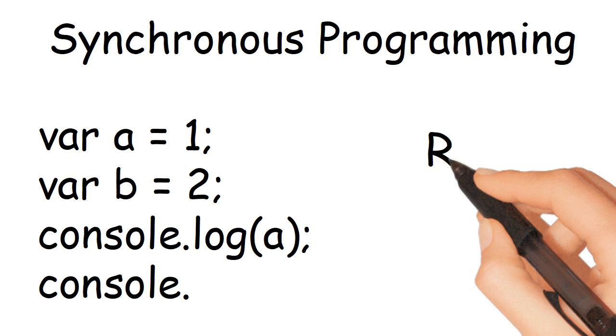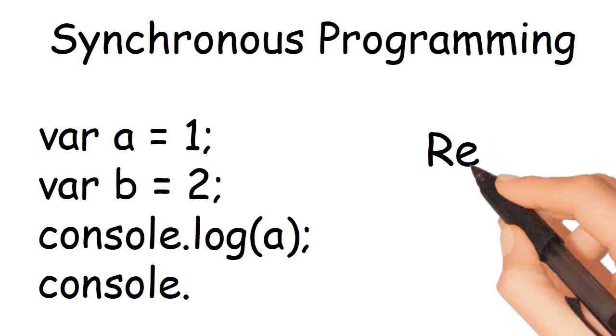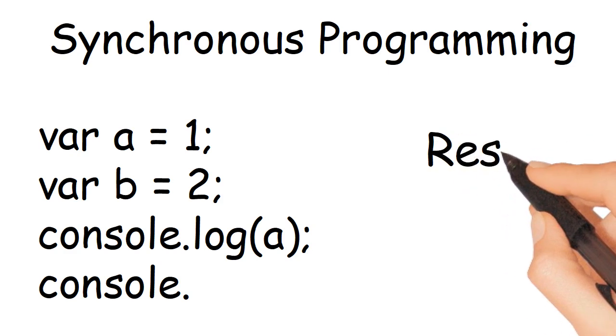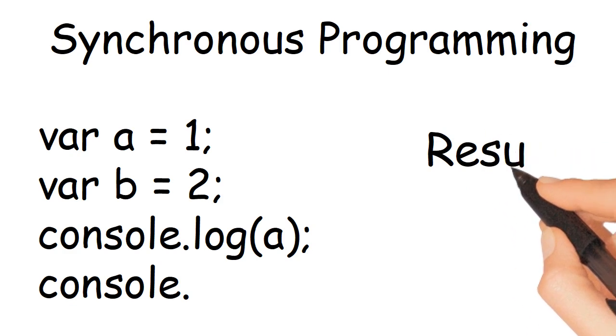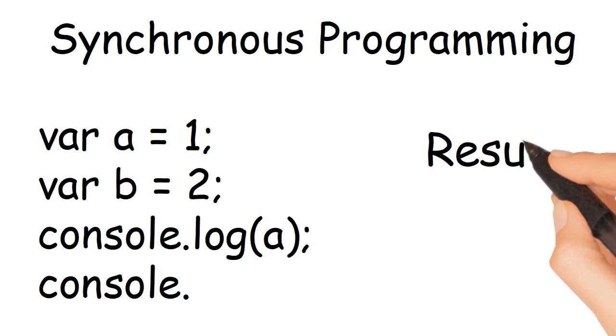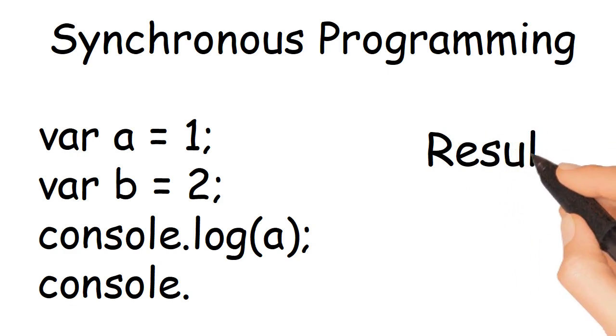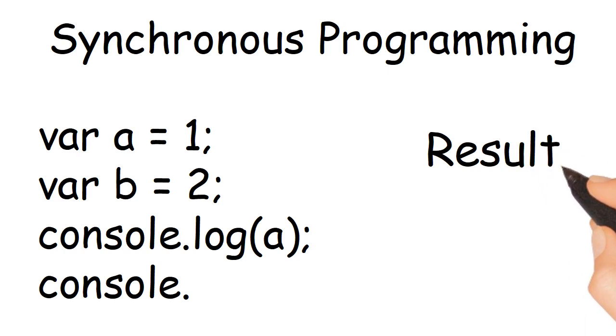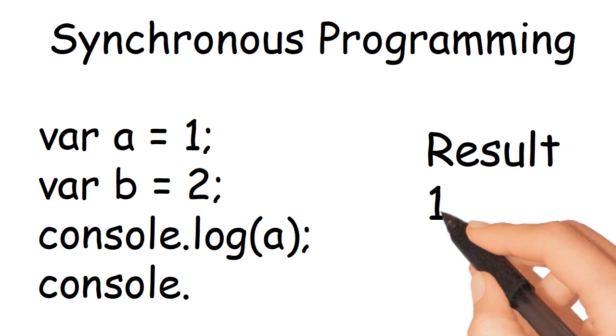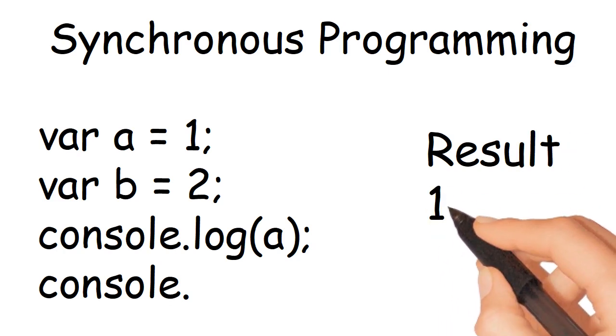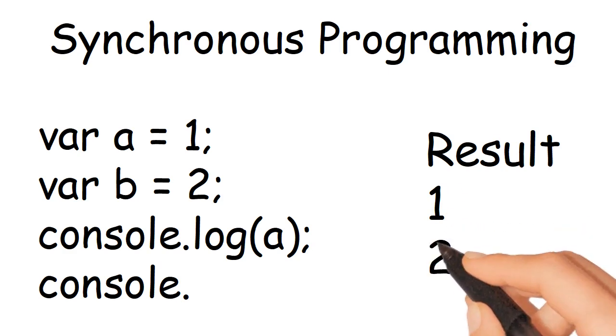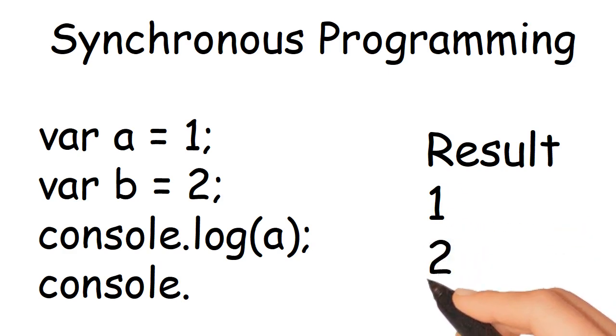Now guys, when you open this program inside your browser, the result will be very simple. The result will be 1 and 2 because it will print the value of a first and then it will print the value of b. We have 4 instructions. First of all, we are declaring the value of a, then b, and then we are printing out the values in the console, a and b. So this is a very basic example of synchronous programming.